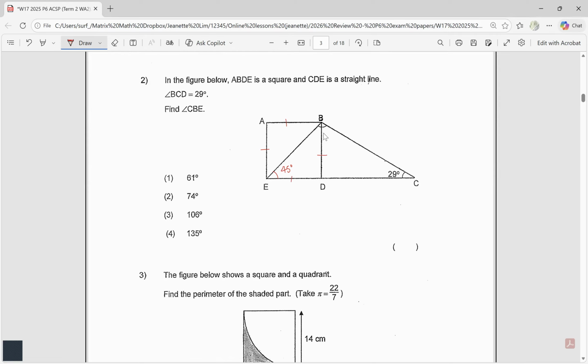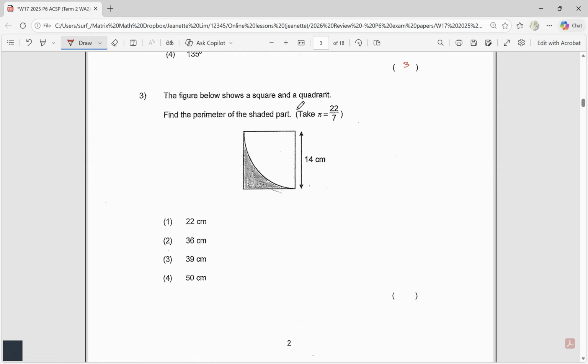So to find angle CBE, we look at the triangle CBE, which is 180 degrees. The sum of angles in a triangle is 180. Then I will add 45 and 29, which is 74 degrees. So these two angles will be 74. This angle here will be 180 minus 74, which will be 106 degrees. So answer 3.